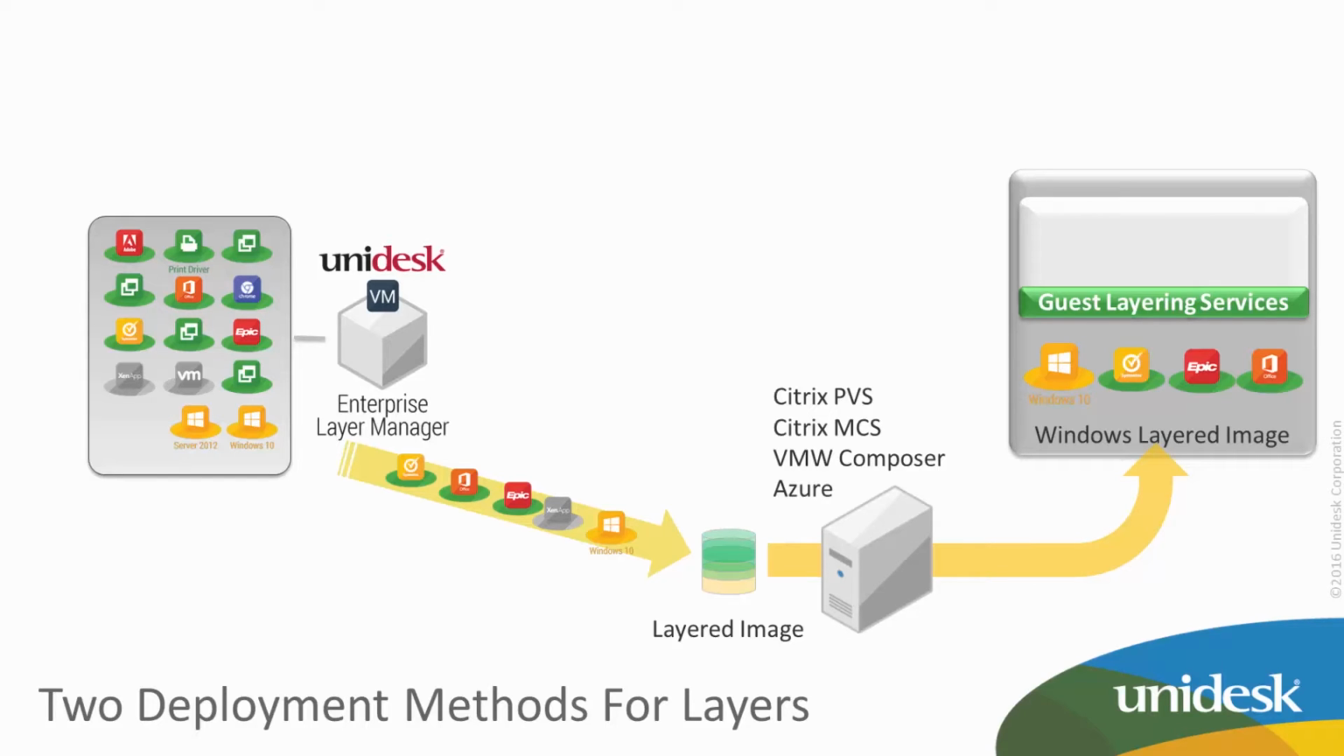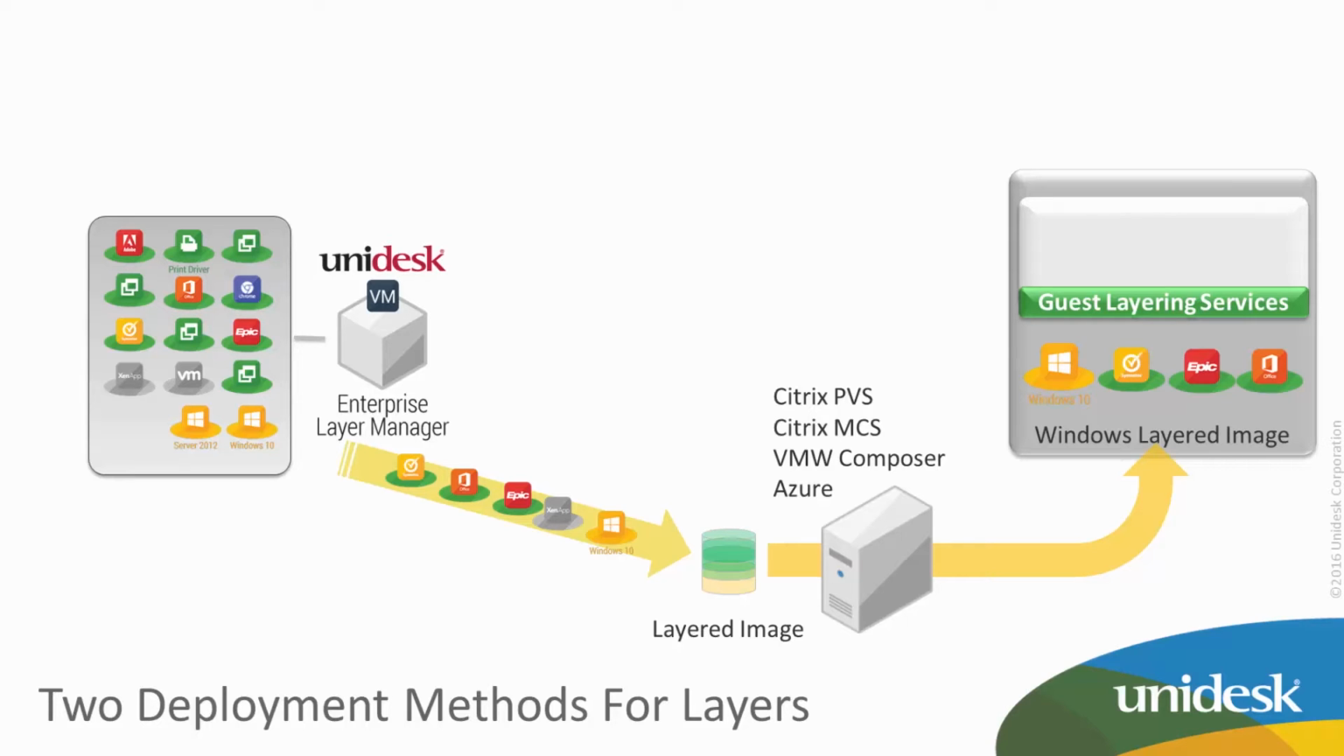This is an actual Windows image, a single virtual disk containing all those layers that can then be pushed to Citrix or VMware or a cloud environment and actually acts as the base image for whatever deployment methodology you're using. In our example here, of course, we're talking about Horizon View, but it could be Citrix PVS, Citrix MCS, Azure, it doesn't matter.